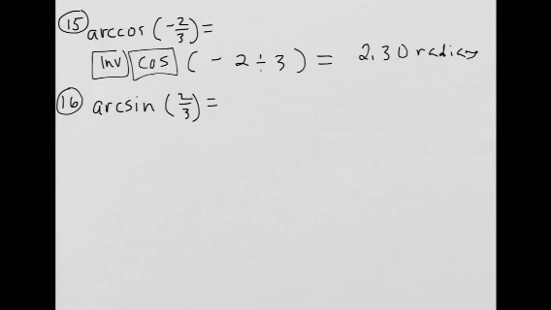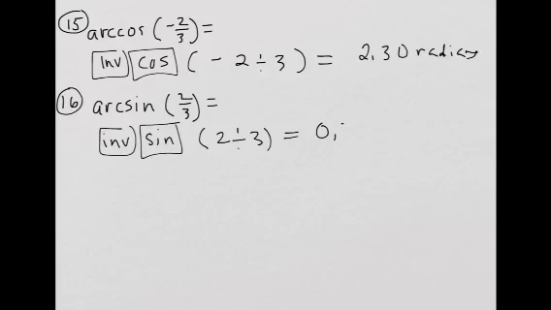Alright, number 16 is very similar. Arcsine of 2/3, again 2/3 is not a ratio associated with a special angle for sine. So inverse sine, and again be in radian mode, parentheses 2 divided by 3, close parentheses, and equals. And when you put that into your calculator, you should get 7.73 radians.